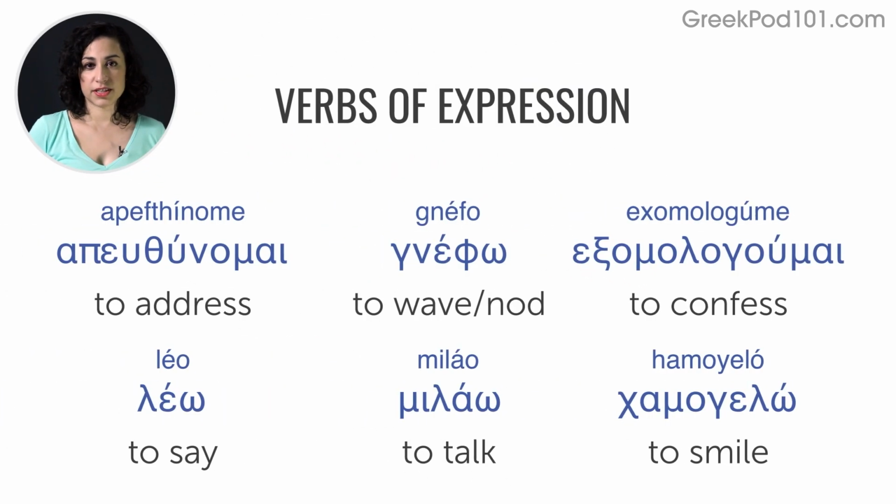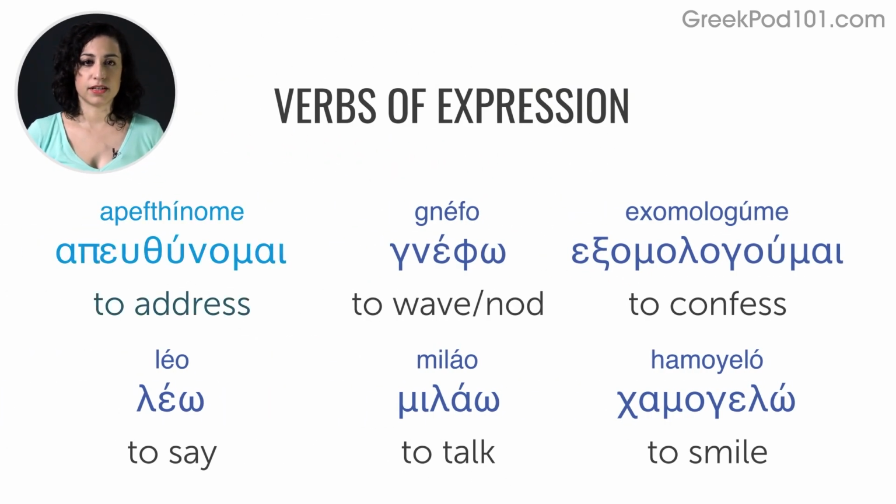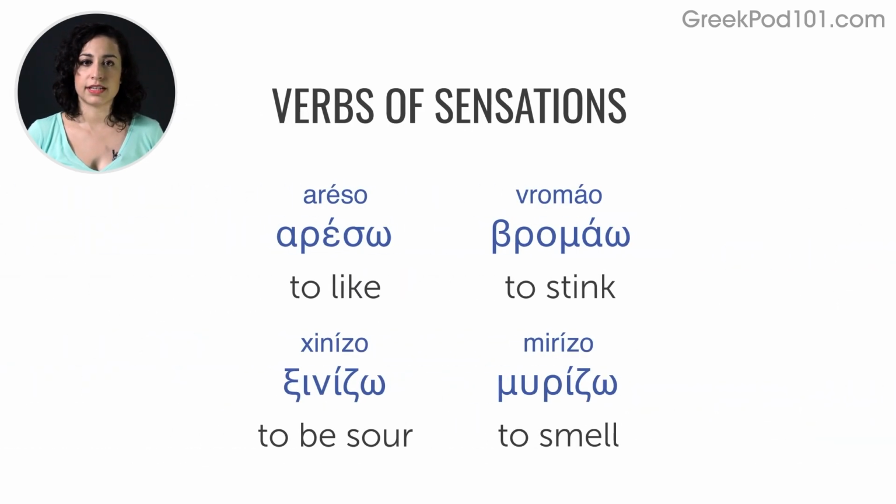Let's go into more detail. First, let's see which type of verbs get a direct object in genitive. Verbs of expression, like απευθύνομαι, to address, γνέφω, to wave, nod, εξομολογούμε, to confess, λέω, to say, μιλάω, to talk, and χαμογελώ, to smile. Verbs of sensations like αρέσω, to like, βρωμάω, to stink, ξυνίζω, to be sour, and μυρίζω, to smell.